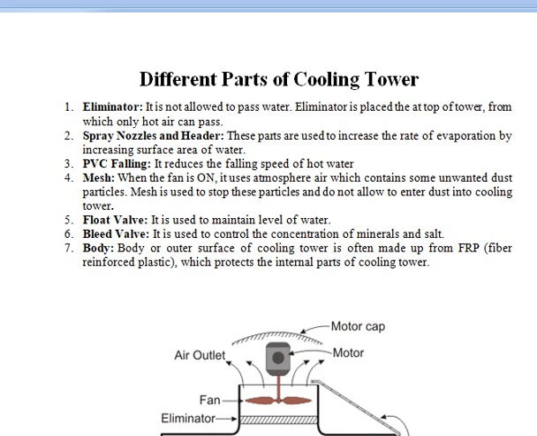So what are the main important components? Because we discussed the vapor power cycle, the different plant components are there: turbine, condenser, pump, boiler. But the cooling tower is another component which is an important part of a thermal power plant. What are the important parts of the cooling tower? First of all, these are the seven parts: eliminator, spray nozzle and header, PVC fouling, mesh, float wall, bleed wall, body.